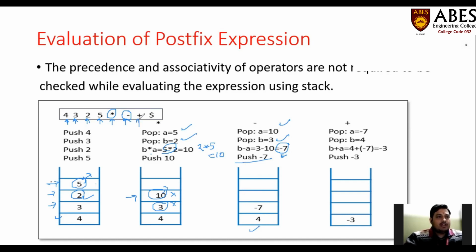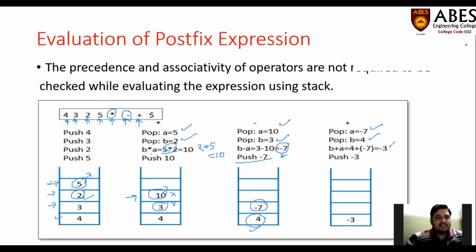Now move forward, and we have encountered this plus symbol. So again we pop 2 symbols from the stack, that is, A equals minus 7 and B equals 4, and perform B operation A. B is 4 and A is minus 7 and the operator is plus.